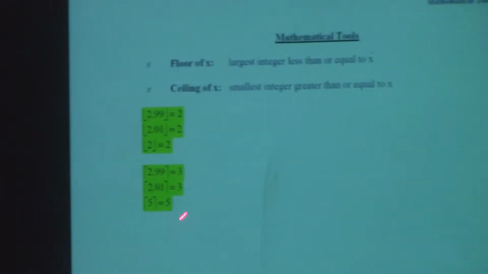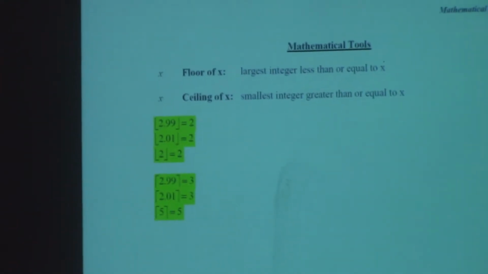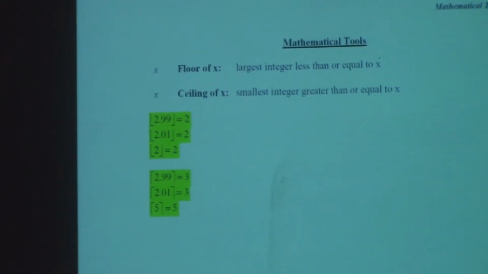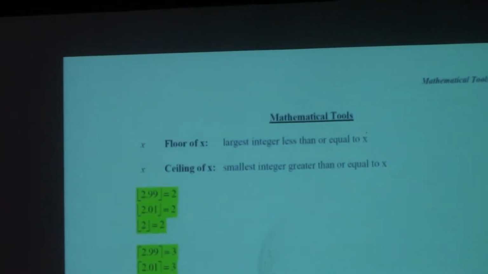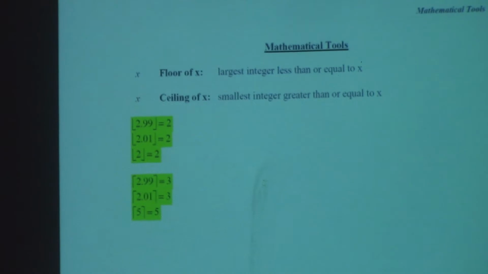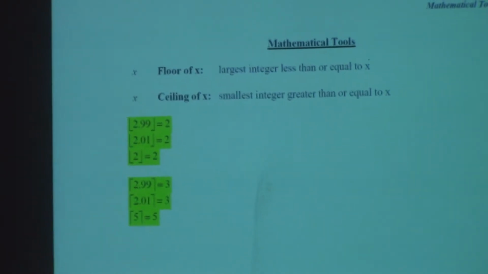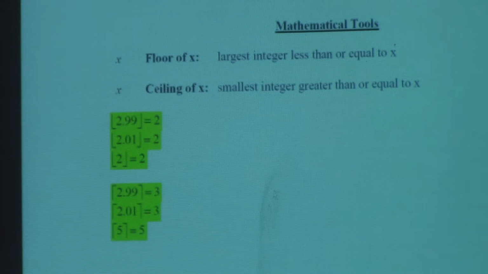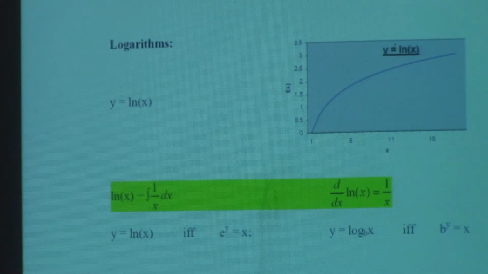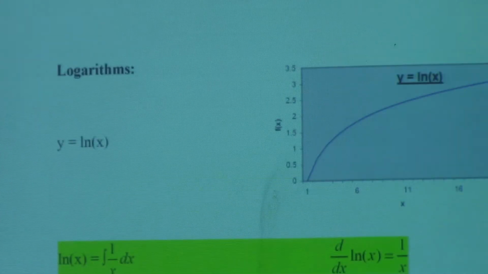Okay, now the opposite is true of the ceiling. The ceiling function goes up. Whenever you pass an integer, but don't quite hit the next integer, it goes up to that next integer. So the ceiling of 2.999 is 3. 2.01, 3, because you passed 2, now it's 3. The ceiling of an integer is just the integer. Easy stuff, right?